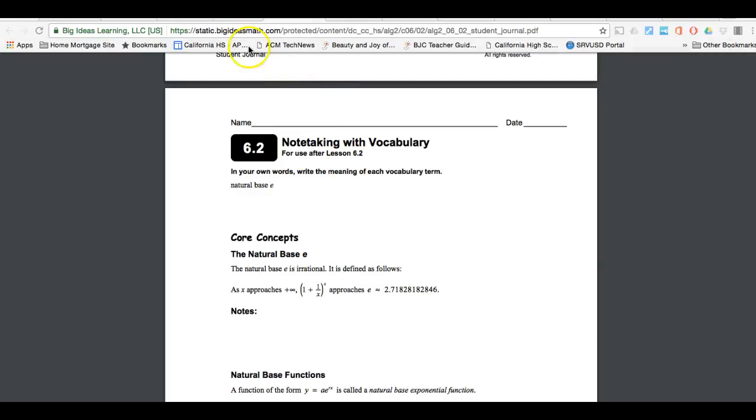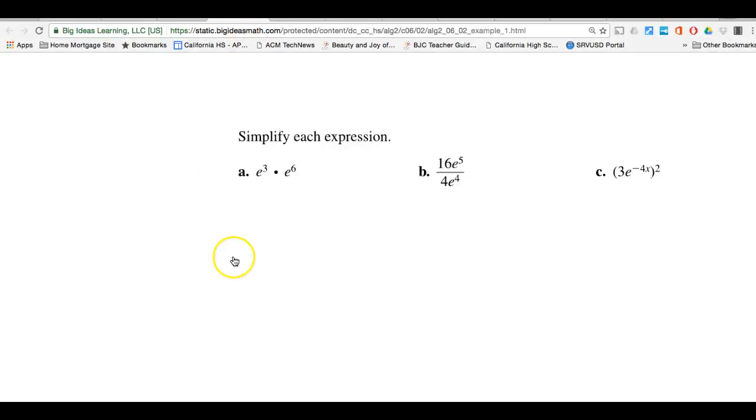So let's go back to our problem right here. Now that you know that E is actually just a number instead of a variable, and we don't write out that decimal, 2.718, and we don't actually calculate 2.718 to the third power times 2.718 to the sixth, we actually just leave it in terms of E. So now that you know that, these problems become very simple.